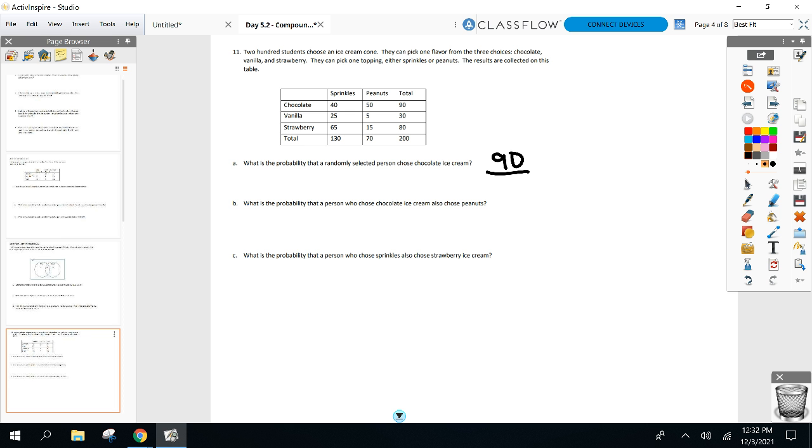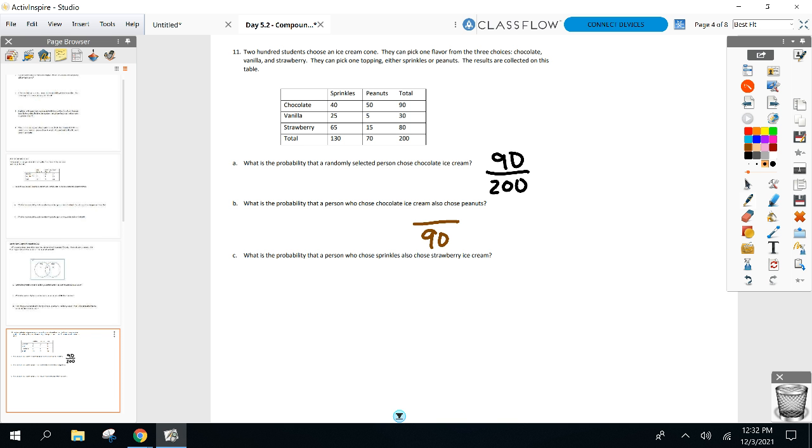Out of 200. 90 out of 200. Pretty basic. Reduce if you need to. All right, what's the probability that a person who chose chocolate ice cream also chose peanuts? What do we know already? They chose chocolate. They chose chocolate already. So everyone, is it going to be out of 200? No. How many chose chocolate? All right, so now it's out of 90.